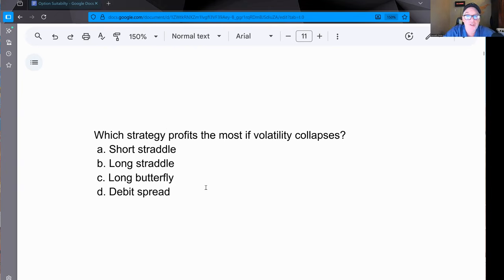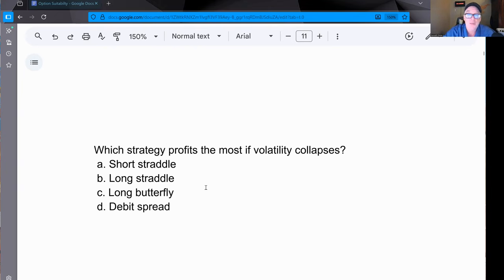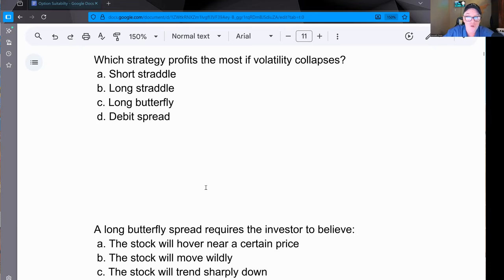Which strategy profits the most if volatility collapses? Meaning it doesn't move very much. It means not volatile. We're going to do short straddle, stability, right? So if we want volatility, we do a long straddle; short straddle, stability. Now you could do a butterfly, but you're not going to make the most on that because you're paying some and you're selling some. A short straddle is taking in the premium. Nothing happens. You make the money. Again, long butterflies are good for neutral, but that's not really where you're going to go. And you're spending some money, whereas on the short straddle, you only bring in money.